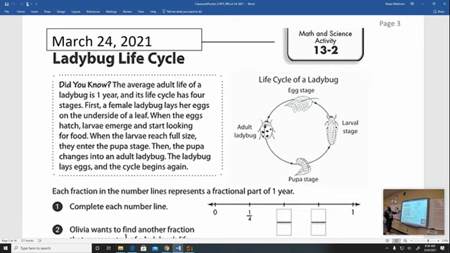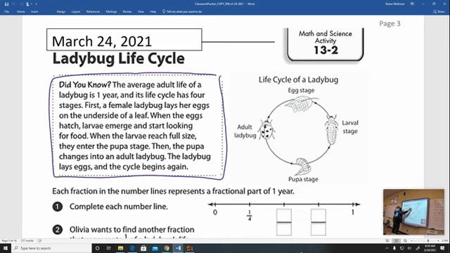So, they gave us a little piece of information right up here at the top. Now, what is this called, guys, when there's a little box with information that is not in the rest of the page? We just did a close reading on that. What's it called, Andrew? Text features. Yes. Because right here in this box, they're giving us some extra information.